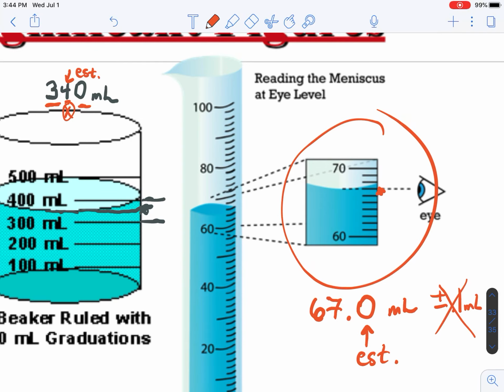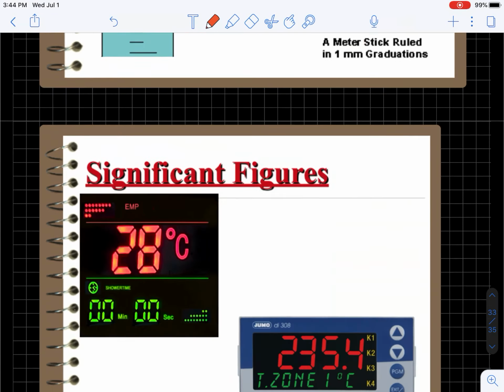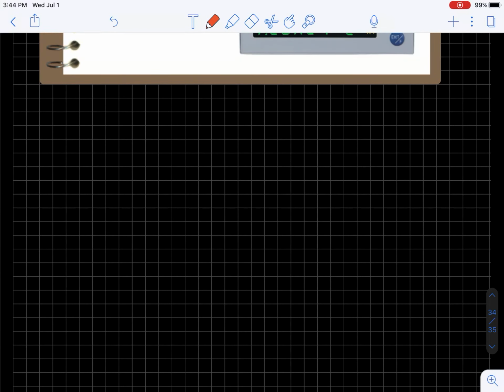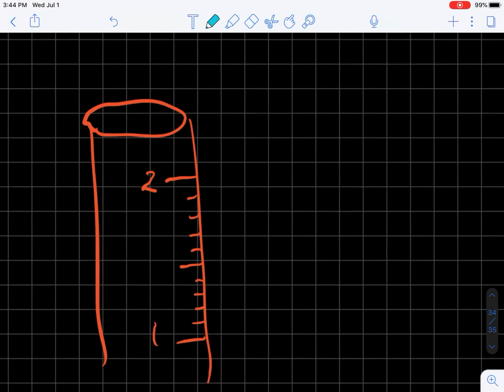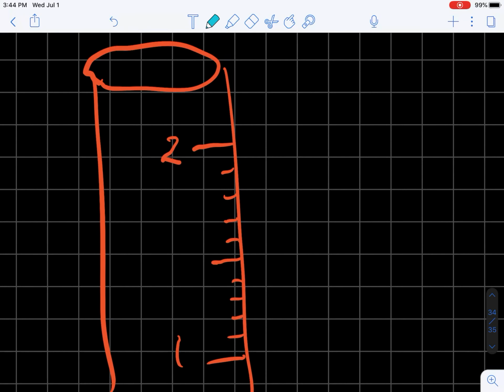What if we had something like this? I'm going to draw my little grad cylinder here, and I'm only going to draw part of it. Let's say we have 1 milliliter here, and then 1, 2, 3, 4, 5 tenths, 6, 7, 8, 9, 2 milliliters. And let's say our fluid has a meniscus curve that curves downward, and we're going to stretch this a little bit. And let's say our meniscus curve looks like this. Here's our fluid, right? And then here would be the top of the fluid.